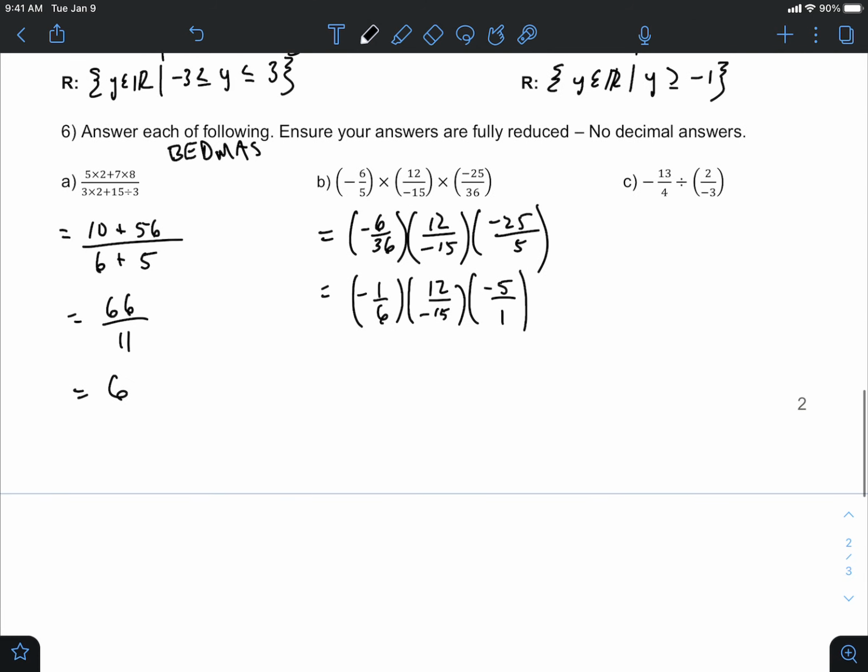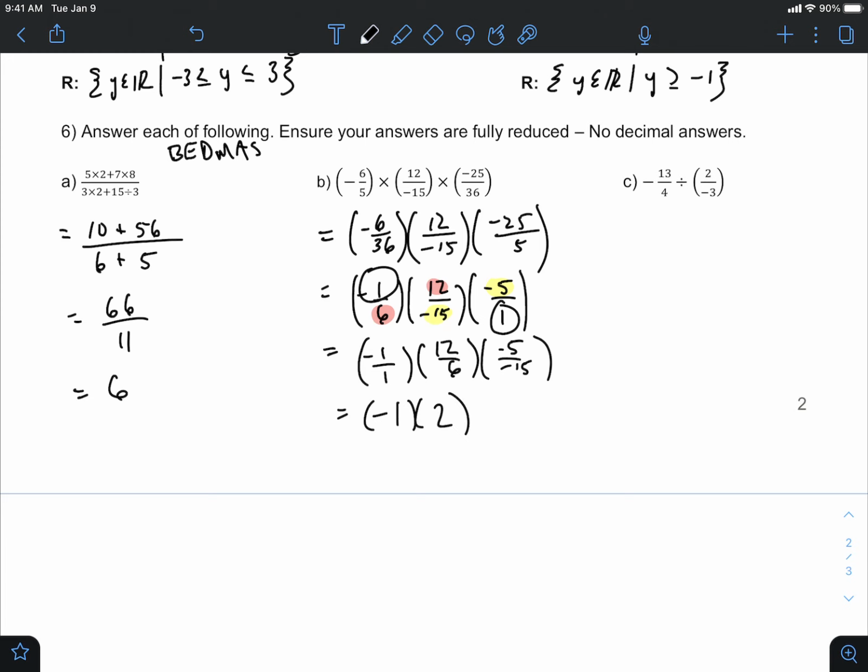So then I saw, and again, if you had a calculator, this wouldn't be an issue. But if you didn't, just want to make sure you're good. So I said, okay, well, I'll group these two. I have negative 1 by 1. I'm going to multiply that by 12 by 6 and negative 5 by negative 15. So I get negative 1 times 2 times 1/3. Ever see what I did?